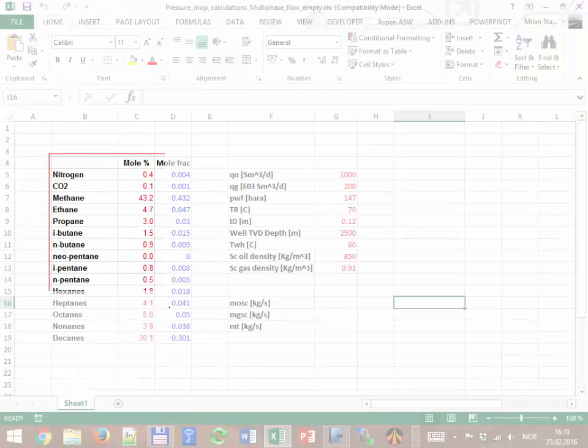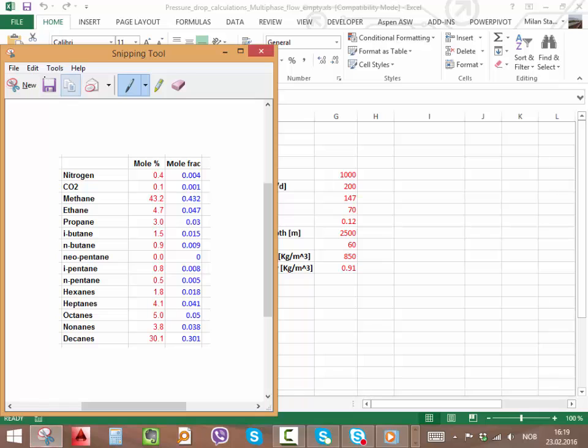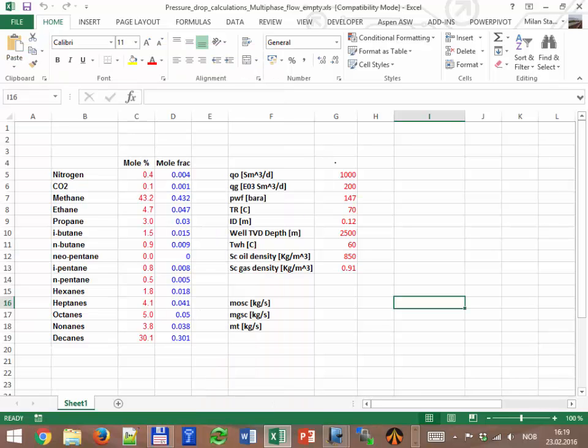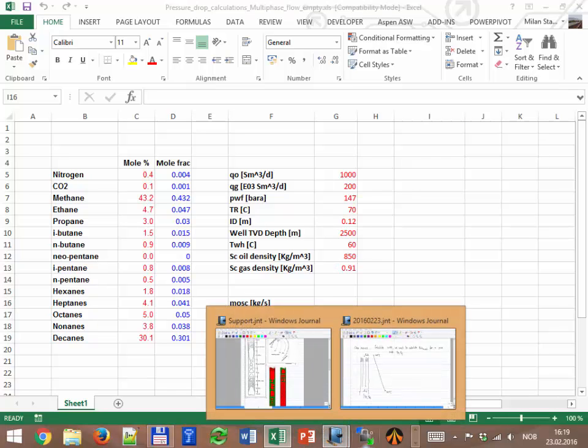Let me put it here. And I have the rate of oil and gas. I have the flowing bottom hole pressure. I have the temperature of the reservoir. I have the inner diameter of the pipe. I have the well true vertical depth, 2500 meter. I have the temperature of the wellhead, 60 degrees C, and I have the densities of the oil and the gas. So let's copy that to our exercise.